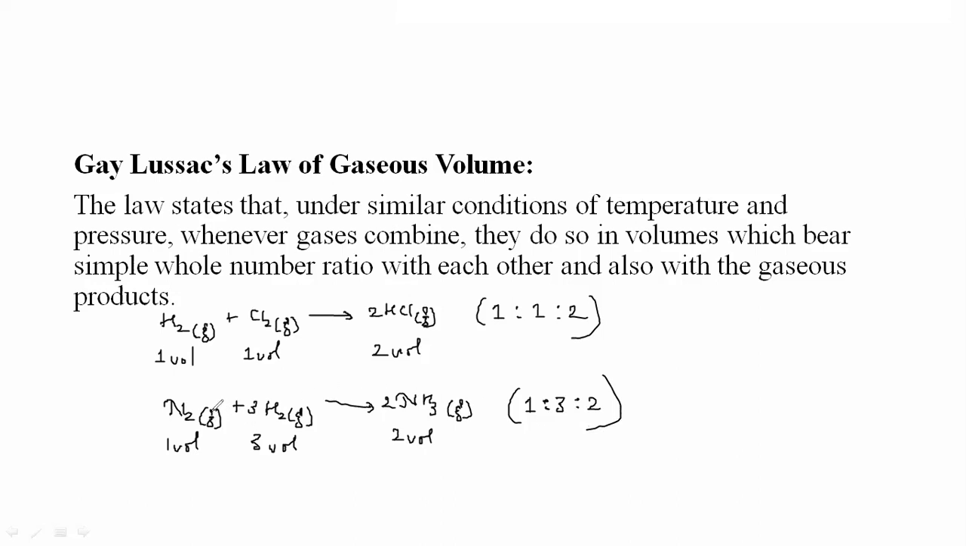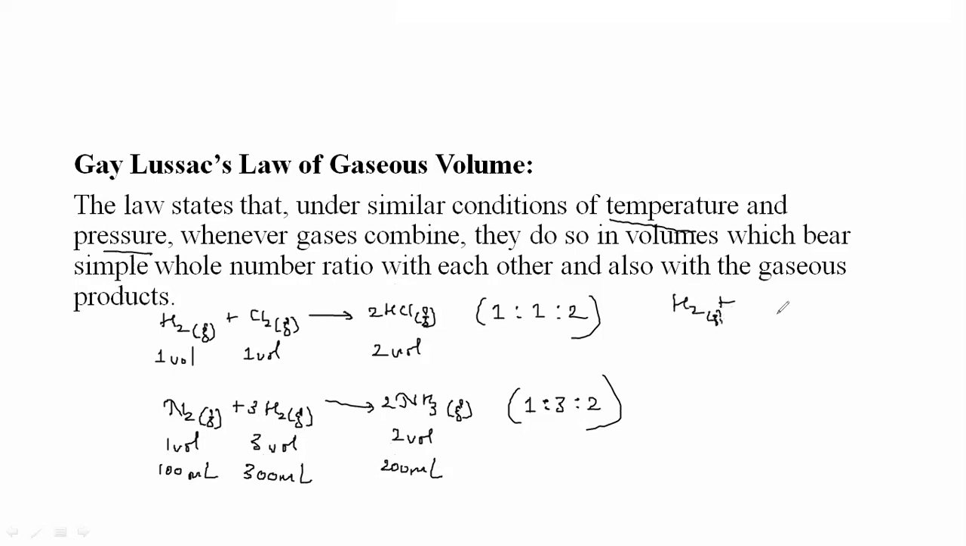This means one volume of nitrogen gas reacts with 3 volumes of hydrogen gas to give 2 volumes of ammonia. That is, 100 ml of nitrogen gas reacts with 300 ml of hydrogen gas to give 200 ml of ammonia, if all the gases are measured at the same temperature and pressure.